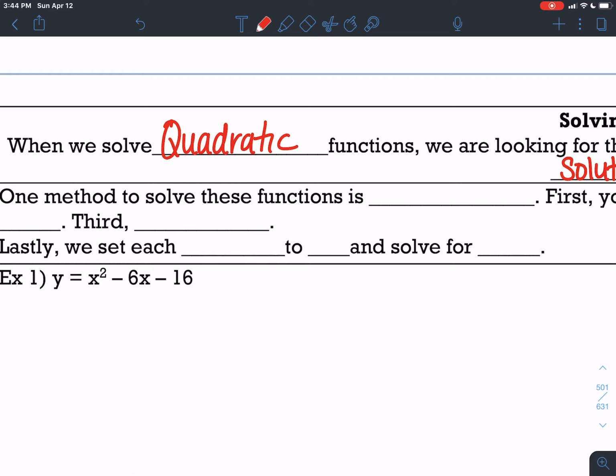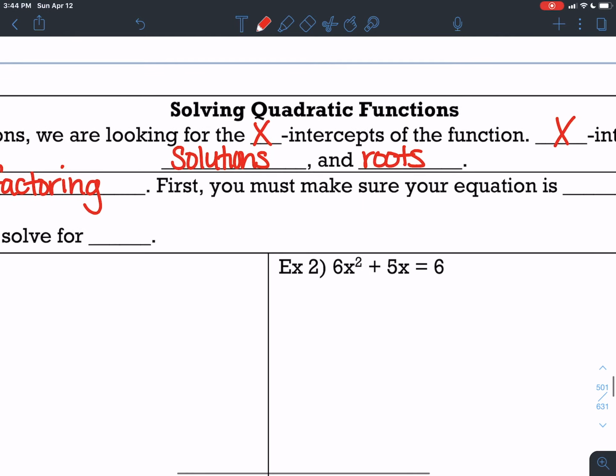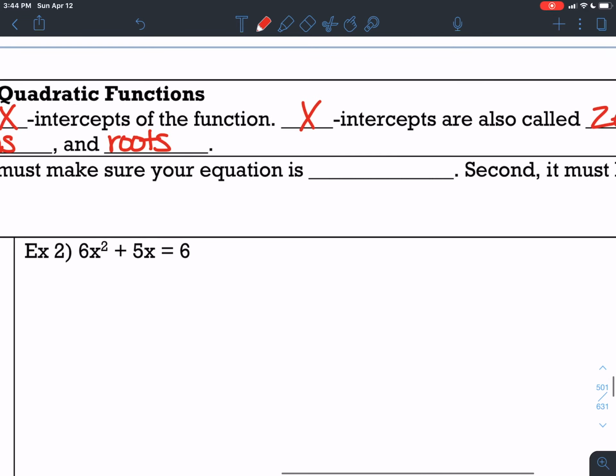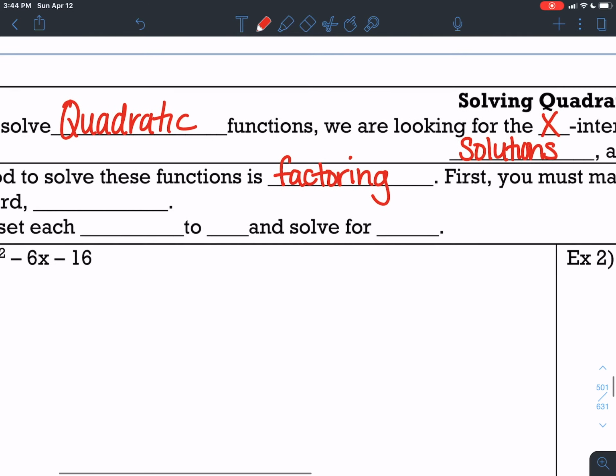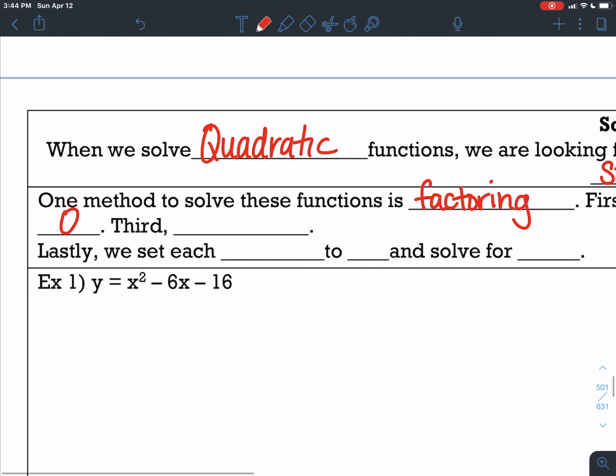One method to solve these functions is called factoring, and we've already covered that. First, you must take your equation, make sure your equation is quadratic. Second, it must be set equal to 0. Third, we have to factor. Lastly, we set each factor equal to 0 and solve for x. Okay.